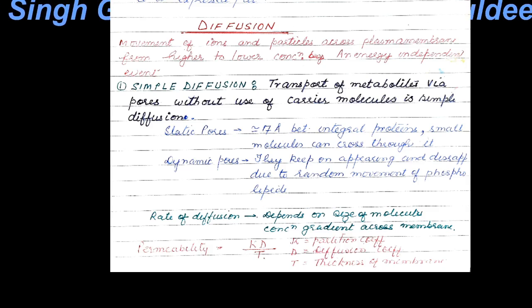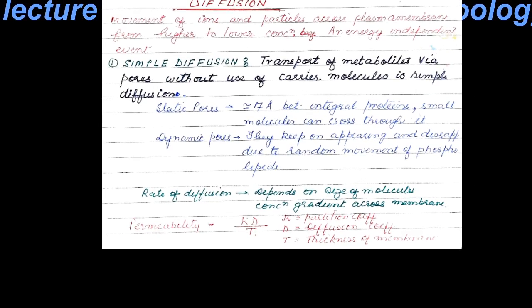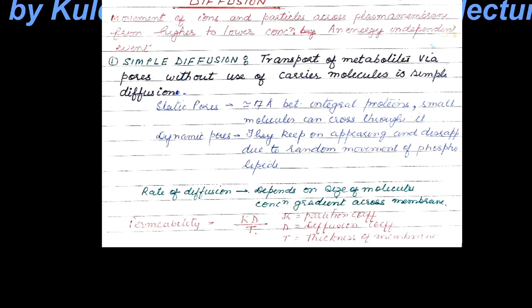Now, on what factors does the rate of diffusion depend? The rate of diffusion depends on the size of molecules and also the concentration gradient across the plasma membrane. If the size is too large, the rate of diffusion will be brought down. On the other hand, when the concentration gradient is too high, the rate of diffusion will be raised, and if the concentration gradient is brought down, then the rate of diffusion is also brought down.